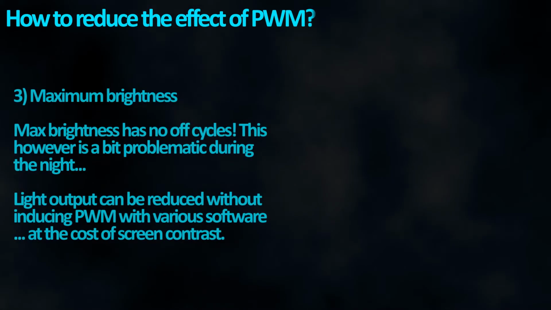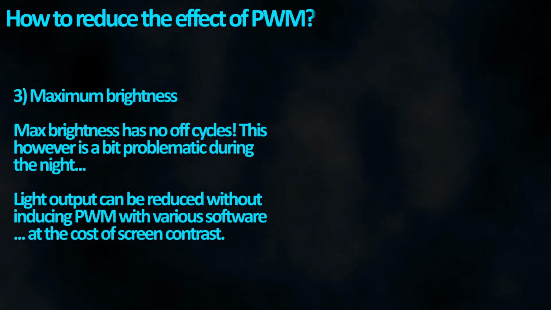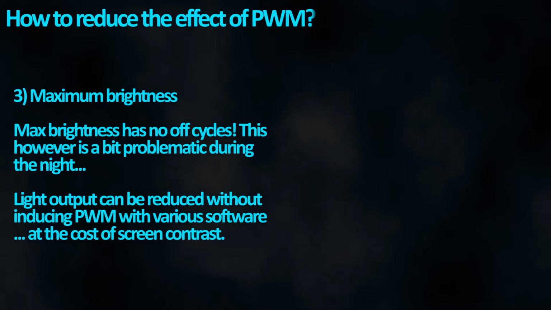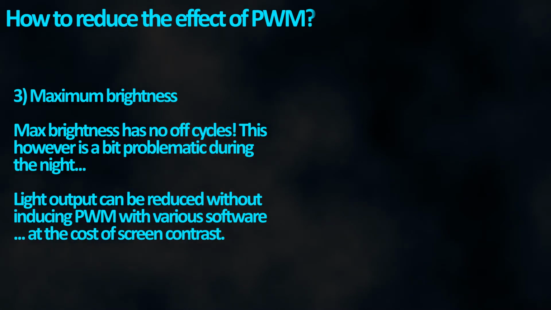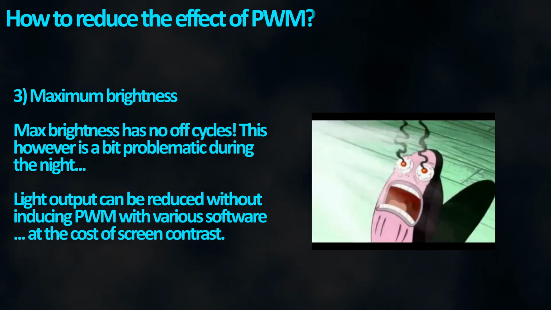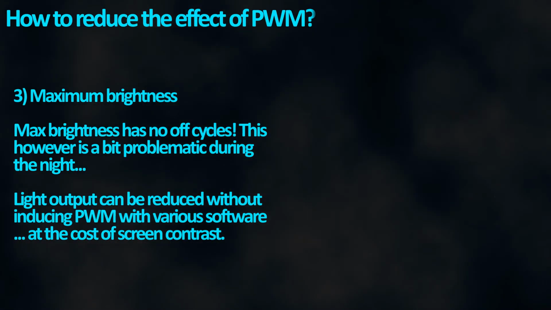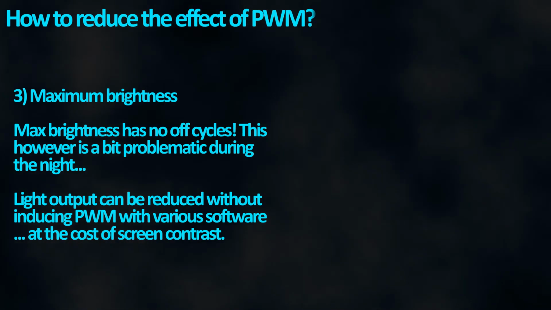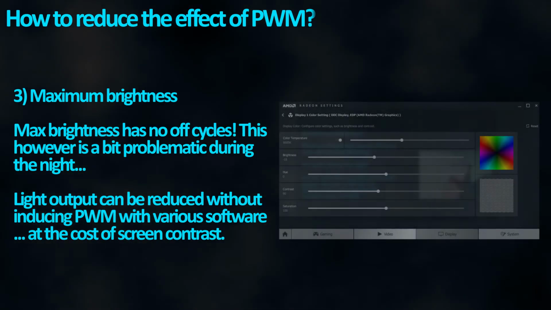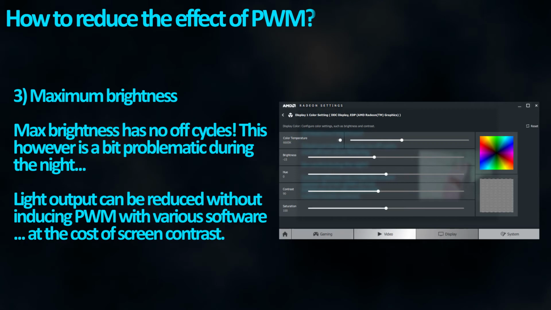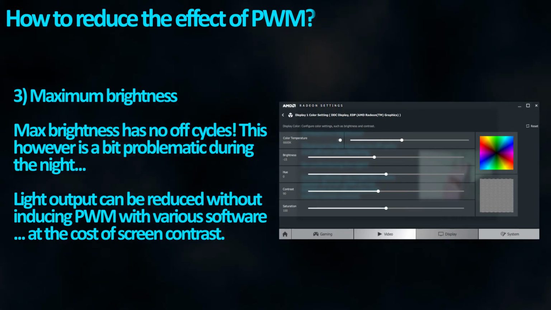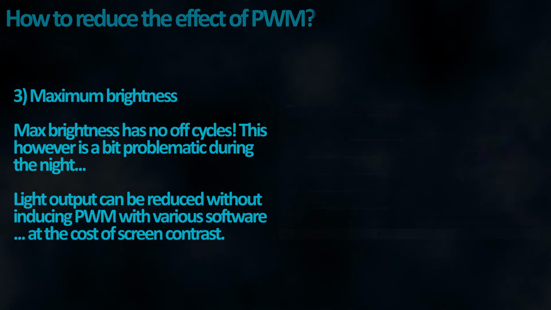Or simply use maximum brightness. Maximum brightness operates with no off cycles, thus fully eliminating PWM. Just be careful during the night if your display is bright. You can reduce brightness without inducing PWM with certain software. For example, AMD Radeon settings have a color profile, where you can reduce the light output, which works like an overlay as opposed to actually reducing the light production. This, however, will reduce contrast and make the colors appear bleak.